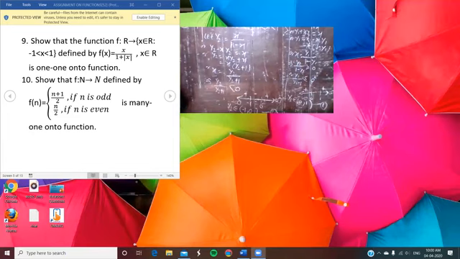That means discussing question number 9. The function f is such that f from R to (-1, 1), where x is greater than -1 and less than 1, is defined by f(x) = x upon mod of x, which is one-one and onto. So in this case, you take two cases, case first and case second.